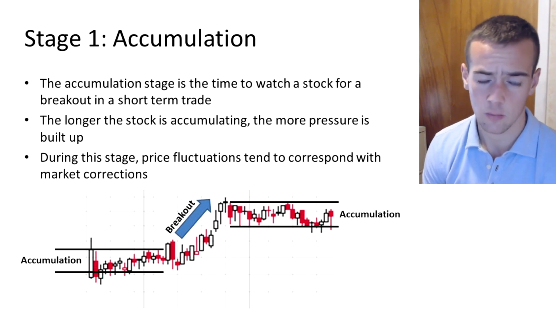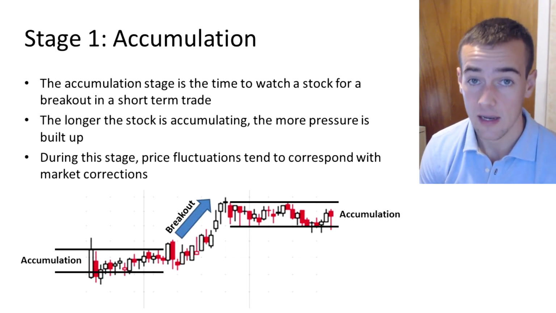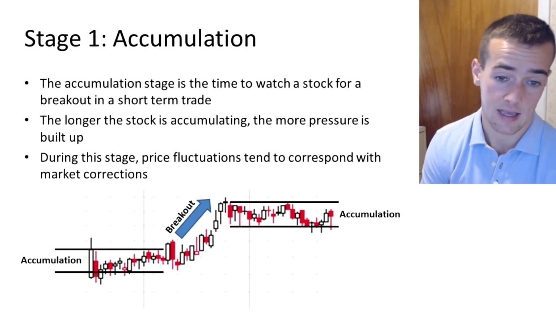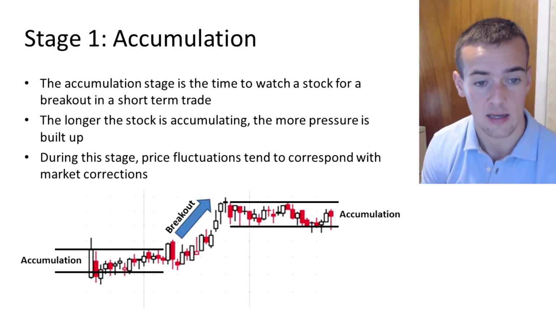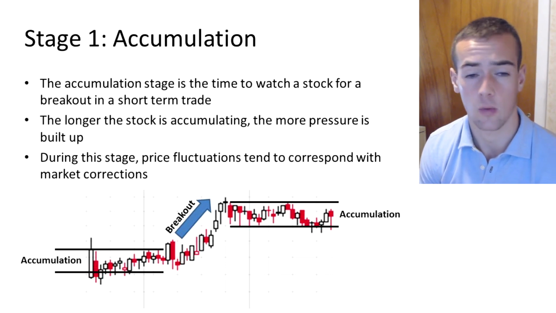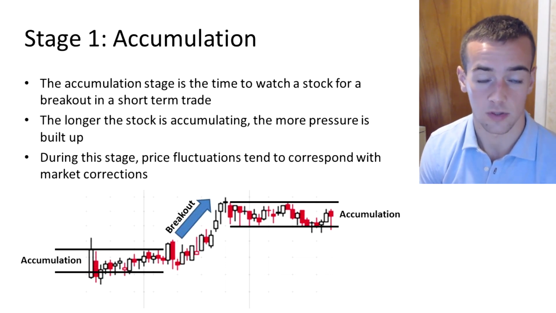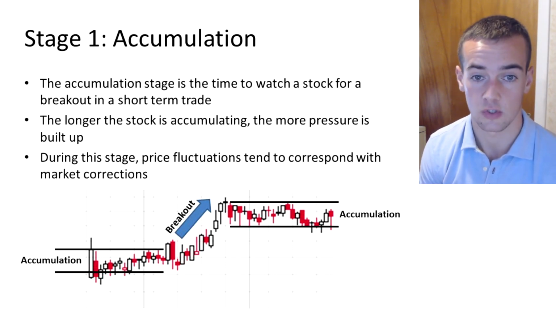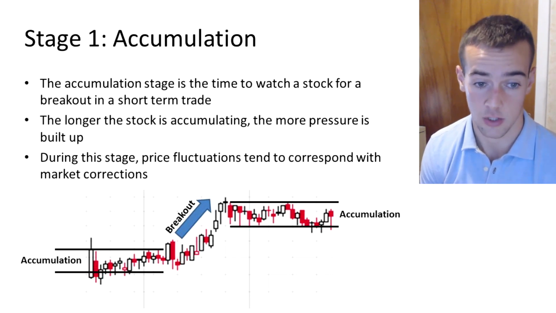So again, what you could do is just take a look at a line chart and benchmark it to the NASDAQ or something like that if you're looking at a tech stock, or whatever industry it's in. That way you can determine what the price fluctuations are. They should be close or equal to whatever the market correction is.